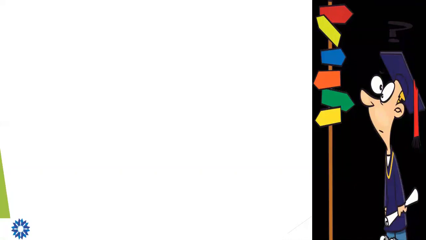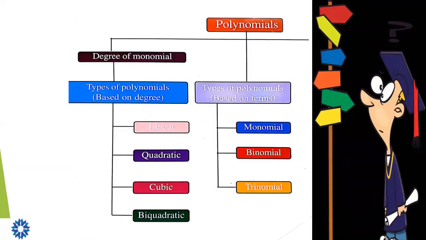Now we'll discuss types of polynomials. Polynomials are divided into two parts: types of polynomial based on degree, and types of polynomial based on terms. Already we know that. Now we discuss based on degree. Degree means highest power. Based on power, polynomials are divided into linear polynomial, quadratic polynomial, cubic polynomial, and biquadratic polynomial.